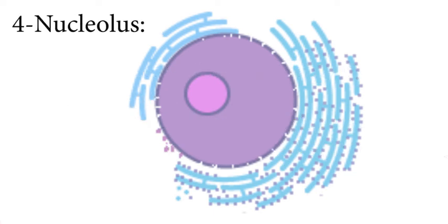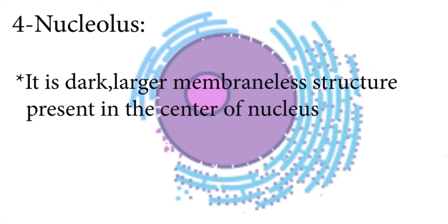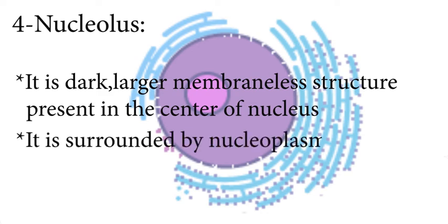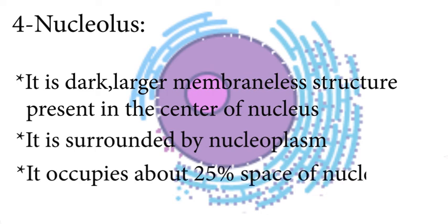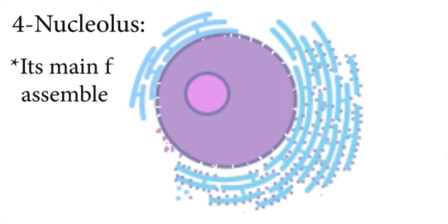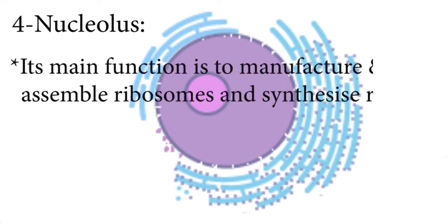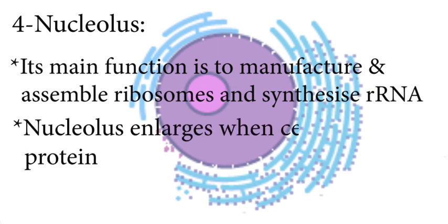Now we will talk about the nucleolus. Nucleolus is a darker, membraneless structure which is present in the center of the nucleus. It is surrounded by nucleoplasm. It occupies about 25% of the space of the nucleus. Its main function is to manufacture and assemble ribosomes and synthesize ribosomal RNA. Nucleolus enlarges when the cell is synthesizing proteins.